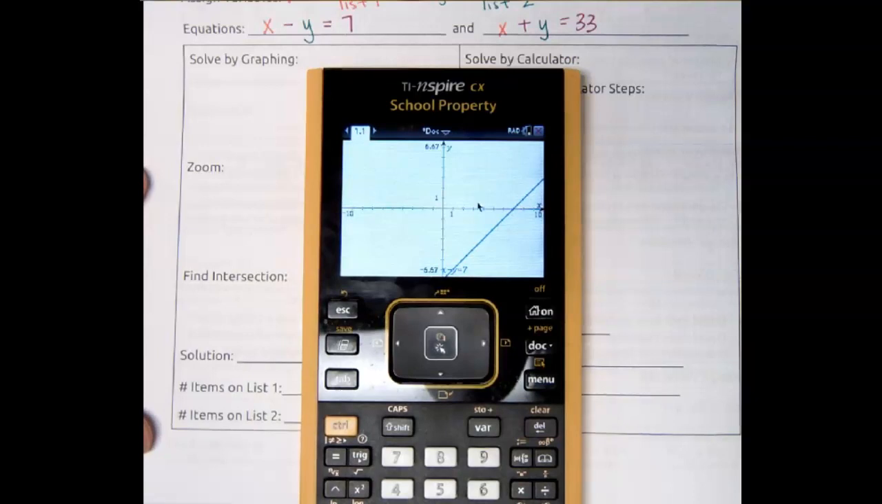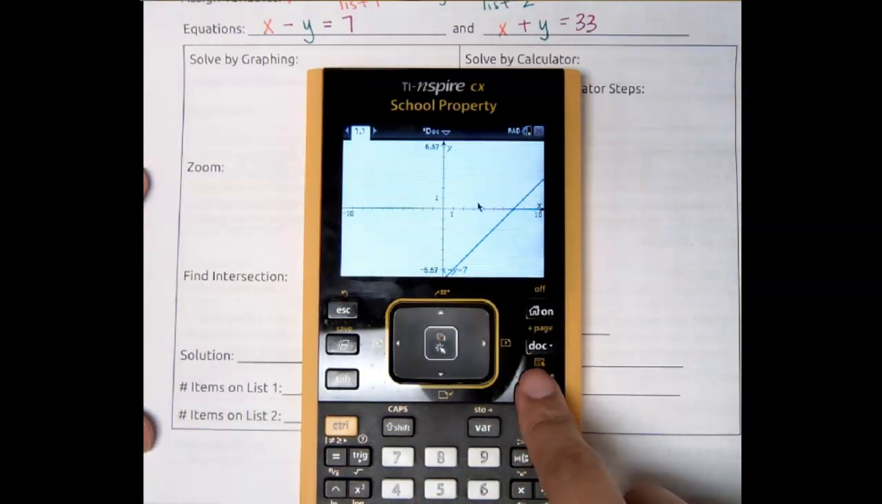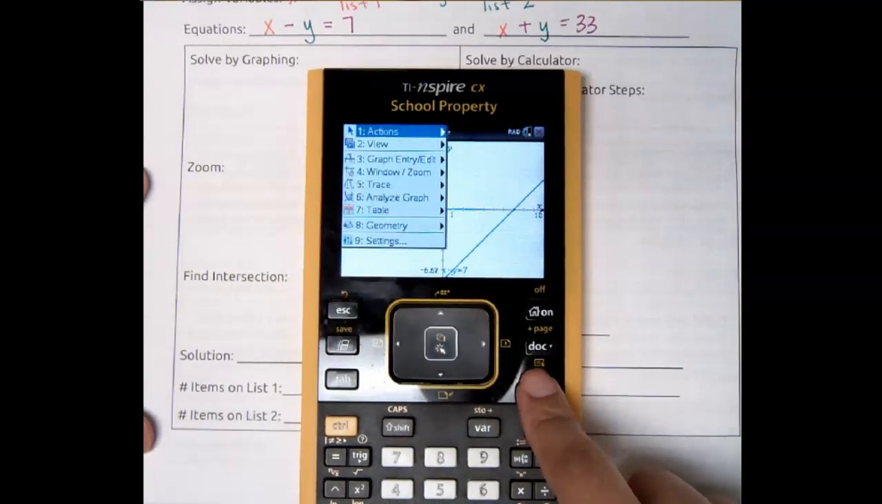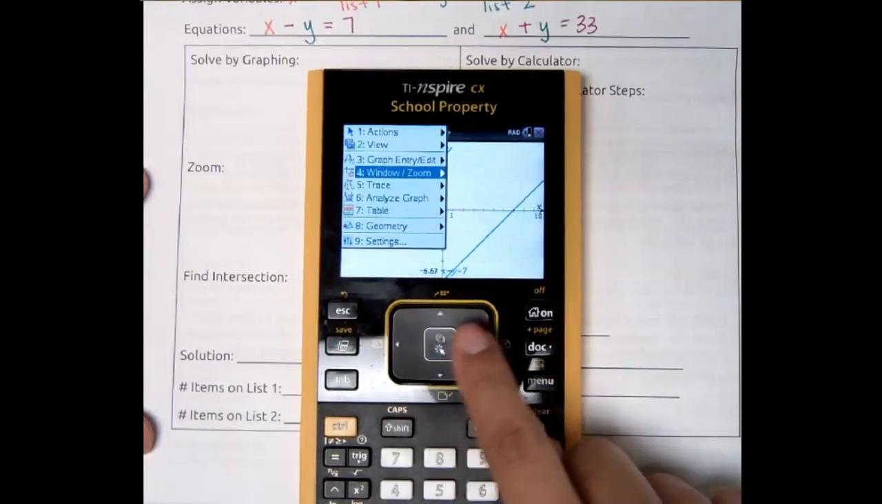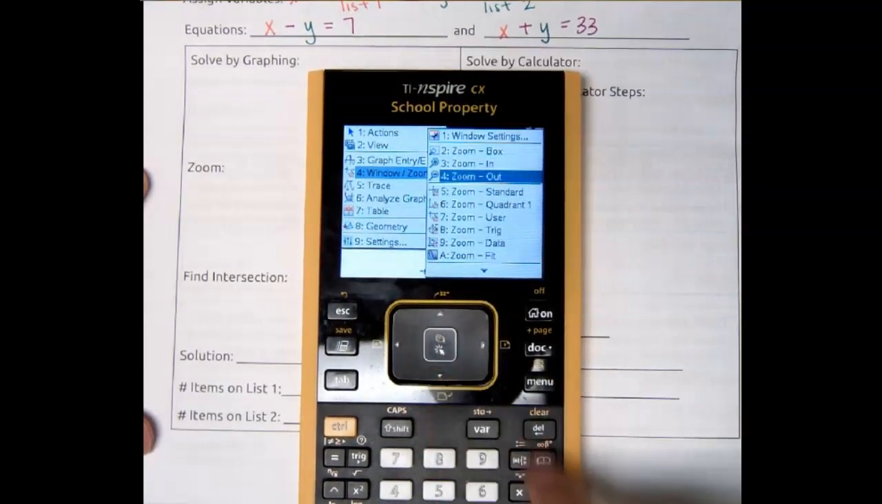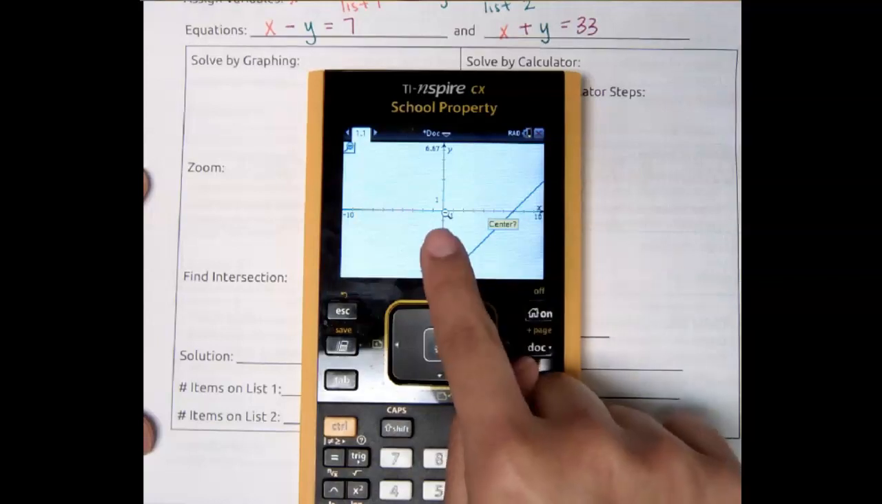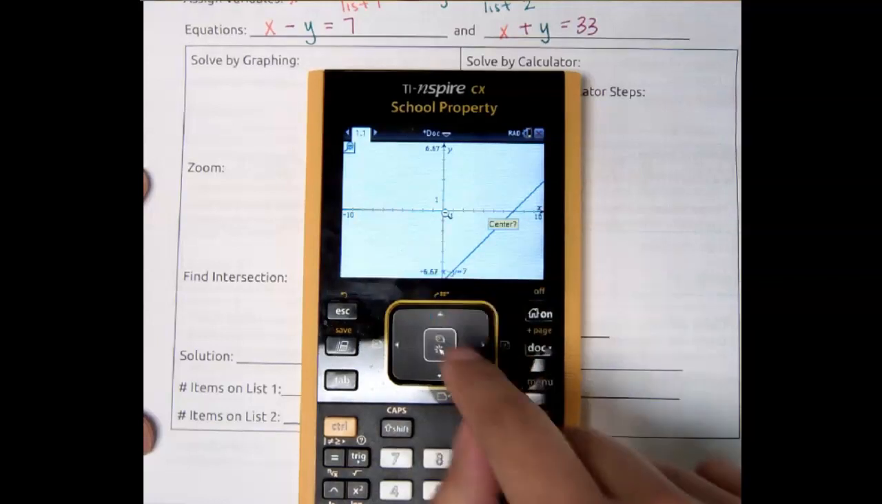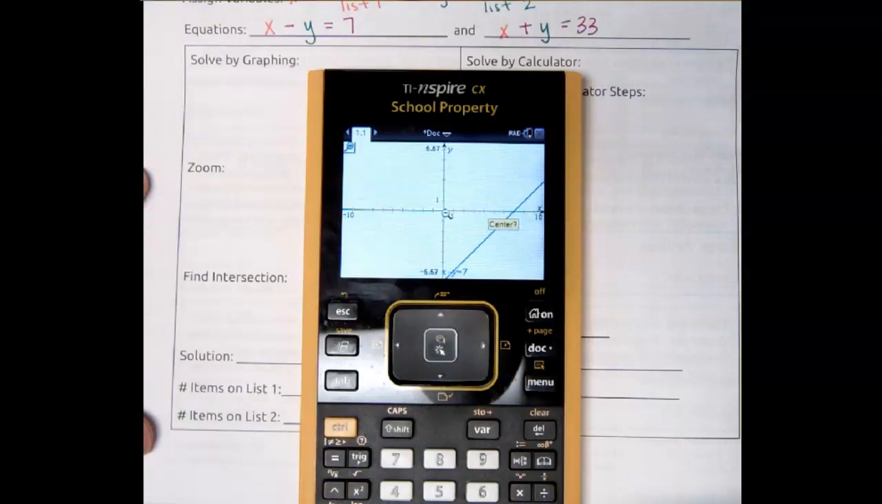Now, it looks like nothing happened, but it graphed. They're both on there. We just can't see them in the window because the calculator's too close. So I need to zoom out. So the way we zoom out is we do menu. We're going to go down to window zoom. And we're going to zoom out and hit enter. Now it's going to give you a little magnifying glass that has a minus sign because we're going to zoom out. And I'm going to hit enter. Don't hit it a bunch of times.